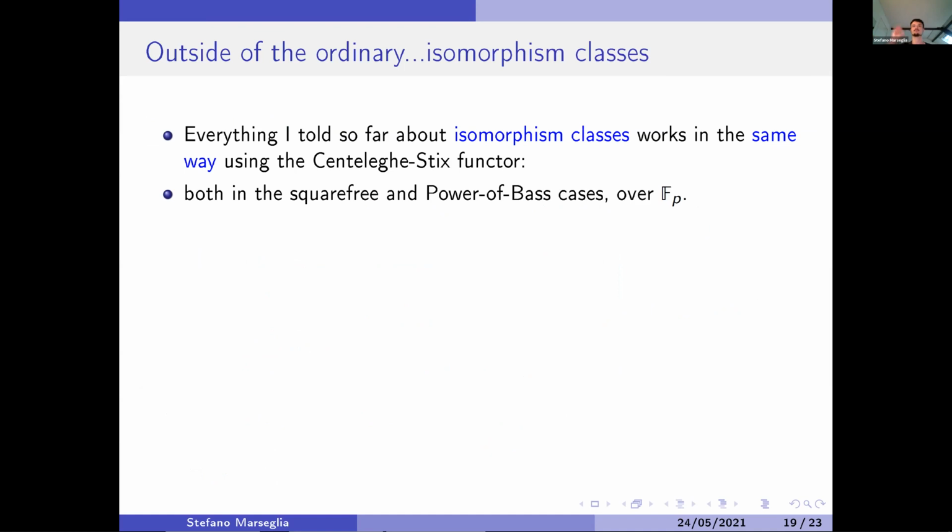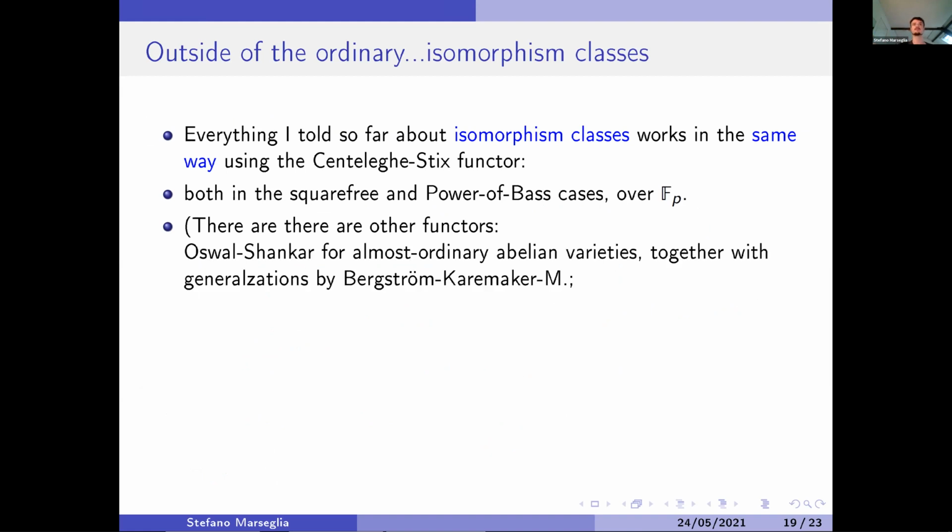As long as we are in this set of hypotheses and we remember that we can only consider isogeny classes over F_p. Okay. There are other functors that I just want to briefly mention. I'm not going to use them in this talk. So Oswald and Shankar produced a functor, an equivalence, which is very similar to the Lenstra one. It goes through canonical lifting for almost ordinary abelian varieties.